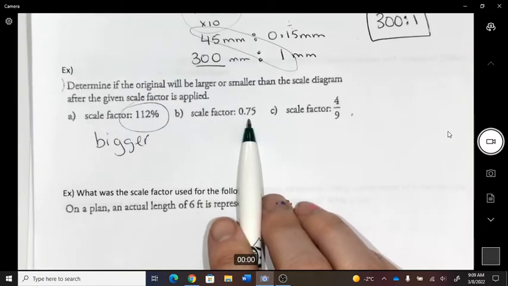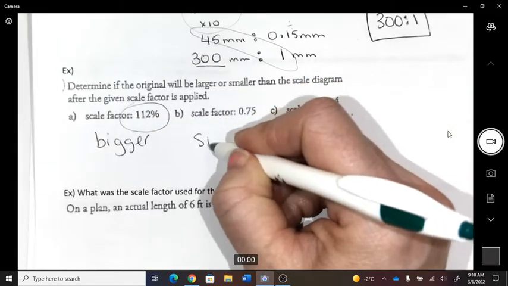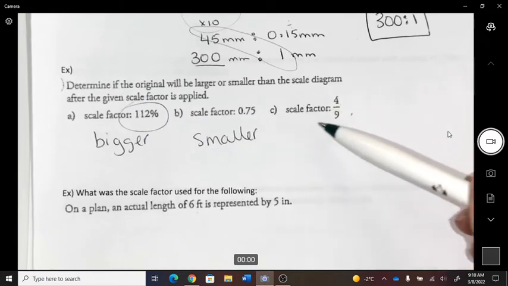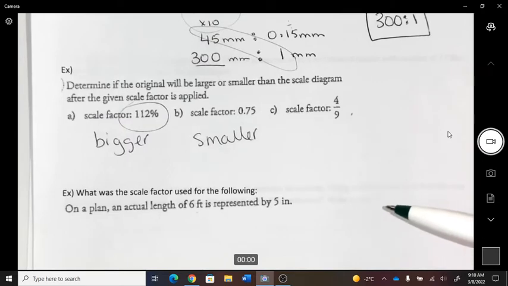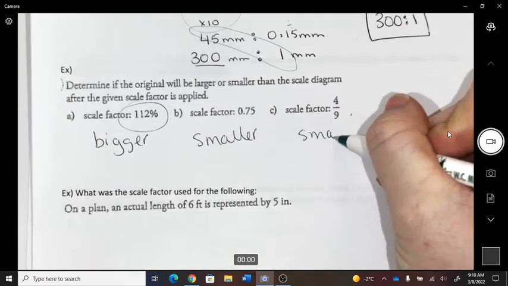Okay, next, if you times something by 0.75, if your scale factor is 0.75, would it make something bigger or smaller? What do you think? Would you pick smaller? 0.75 will make something smaller. And what if something is 4/9 the size? If you times something by 4/9, would it get bigger or smaller? Did you pick smaller?